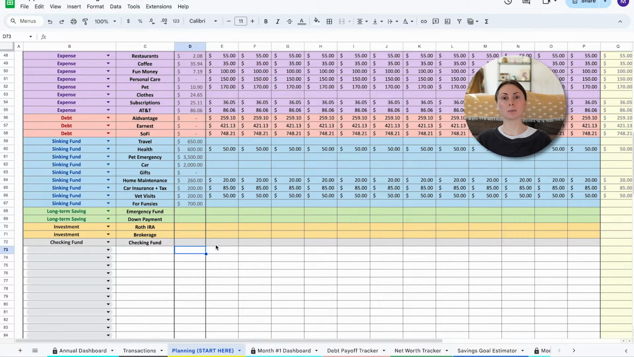The checking fund is the money you intentionally set aside towards the buffer in your checking account. So I always keep $3,500 as my buffer. So that's my starting amount, and I don't need to enter anything else here.